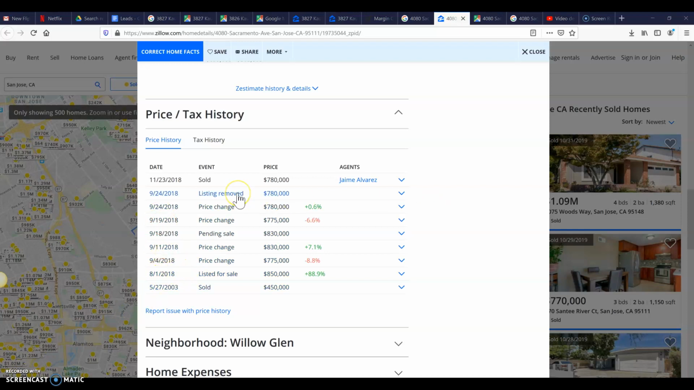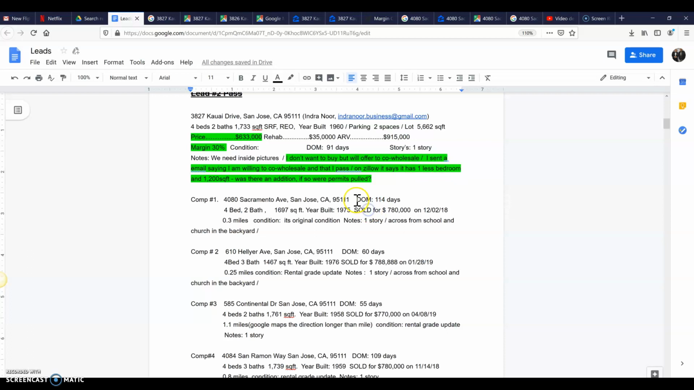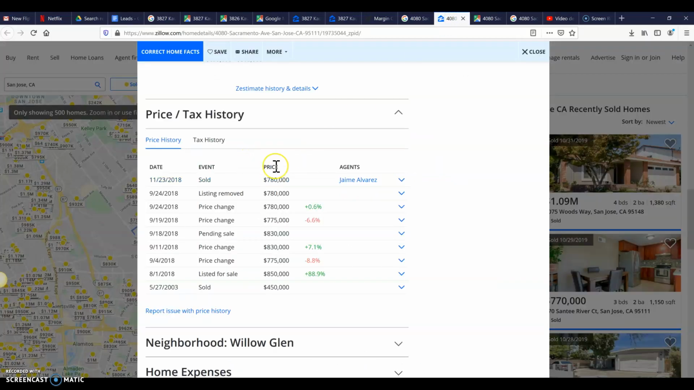So in this case, we're looking for how long was this house on the market, right? Days on the market, DOM. We're going to go back here. I'm going to show you this. DOM, days on the market, 114 days, right?